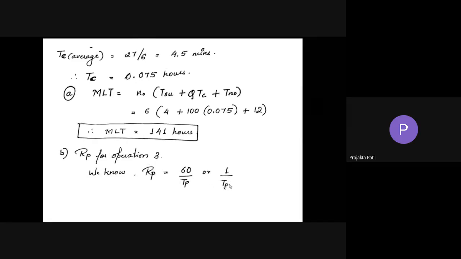Do we know how to find TP? Yes, with respect to batch production. Ma'am, you have given us the equation like RP is equal to 60 by TC. For mass production or for batch production? Wait a minute. Ma'am, it's for mass production. Now we are solving the problem with respect to batch production. Batch production, ma'am. Yeah, so refer to the equations with respect to batch production.